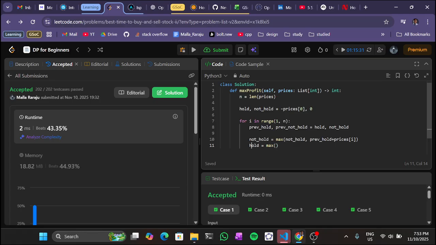And if you choose to hold now, that means either you were holding previously and still choose to hold again, or you want to buy something, which is minus prices of I. And where are you going to bring this money from? From previously not holding.